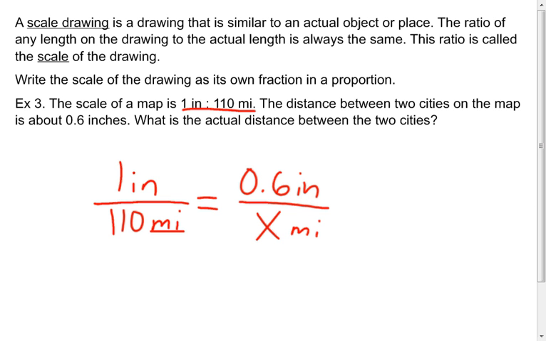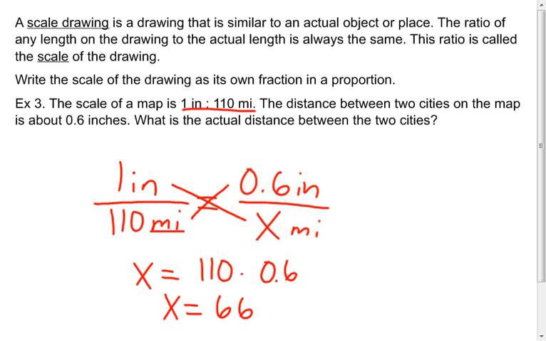Now that I've set up my proportion, I can solve it using cross products. 1 times x is just x. 110 times 0.6. Grab my calculator. And I get that x equals 66, and remember that was in miles. So the distance between those two cities in real life is 66 miles.